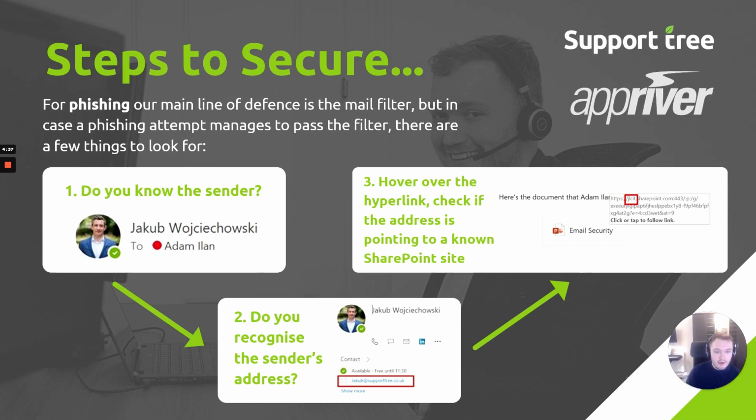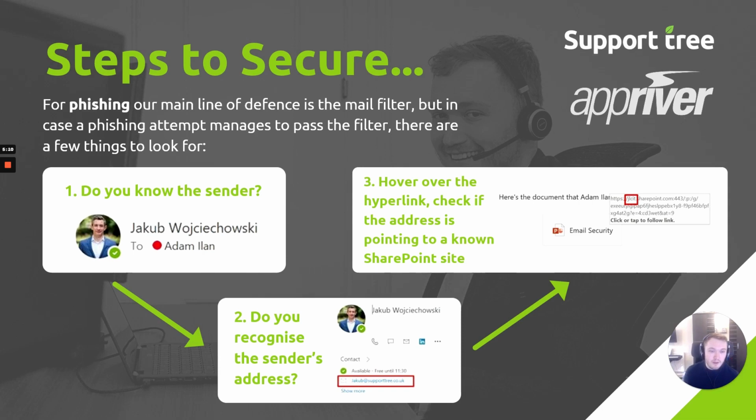But in other cases, you can look for a few things, such as whether you can recognize the sender's address. Is it the actual company's domain? So in the example here, we've got jacob@supportory.co.uk. That looks more legitimate because we know that our domain is @supportory.co.uk, but sometimes in a phishing email it might be @gmail.com, and it's just the name that appears to be correct.